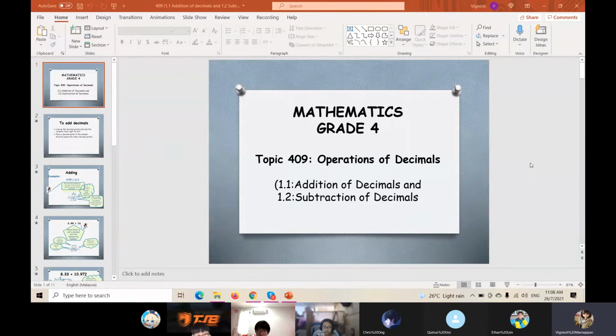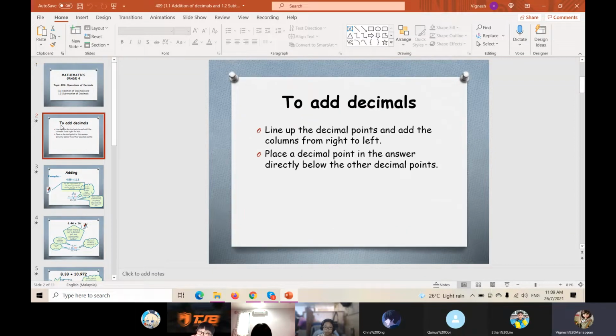Yes, teacher. Okay, we are going to learn about topic 409, which is operations of decimals: addition of decimals and subtraction of decimals. I'll show you an example. To add the decimals, these are the rules for you to follow when you are adding decimals.